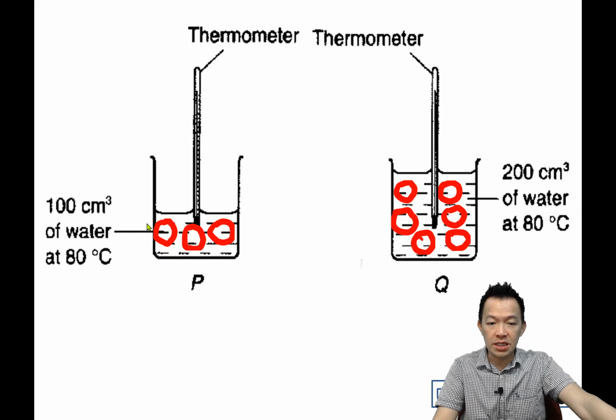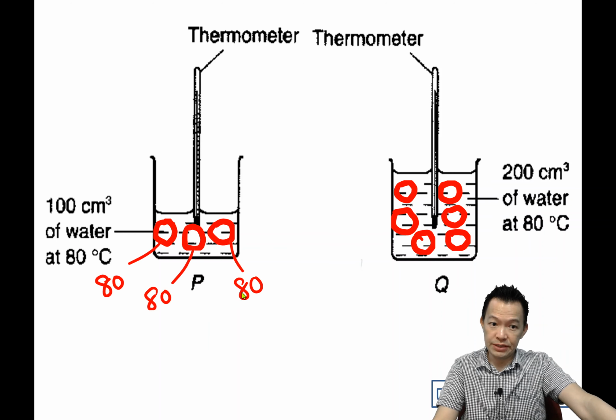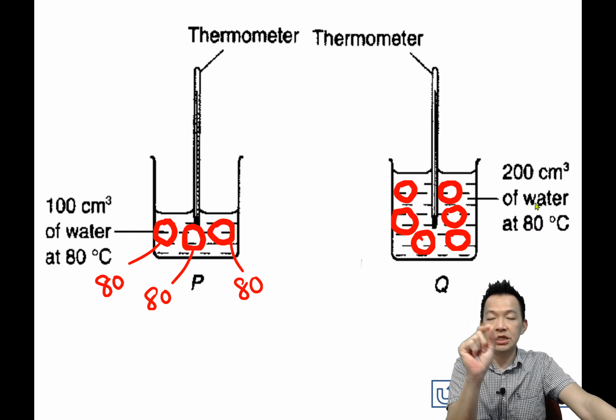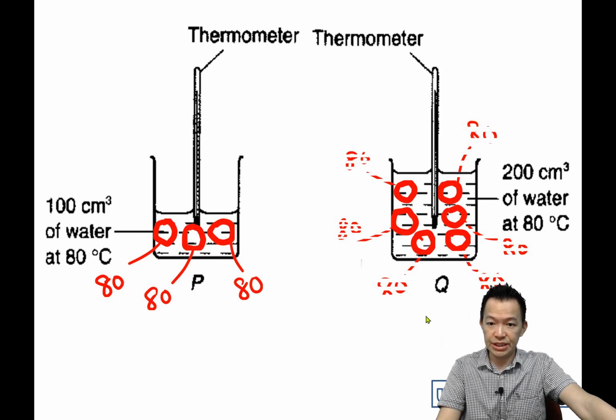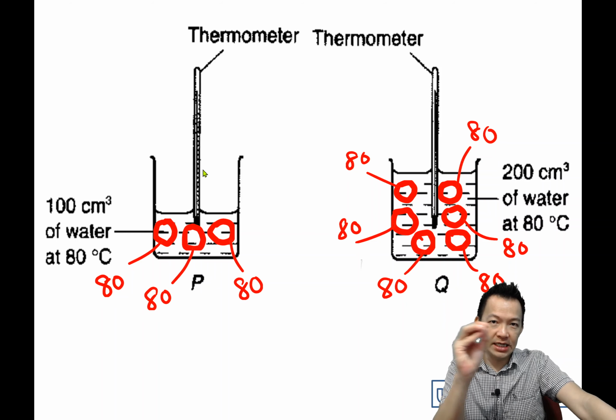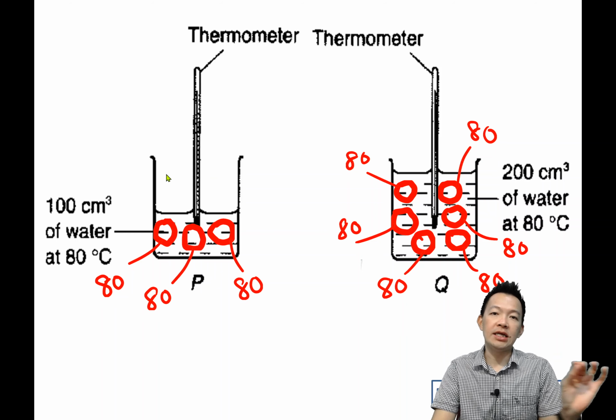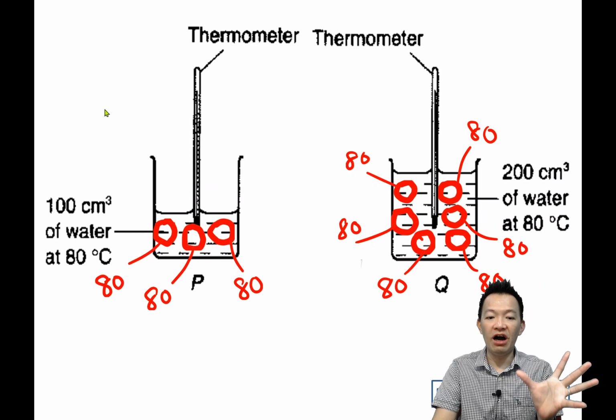Okay, so the temperature is 80. That means 平均每一粒 particle 都有80的热能。Okay, so the temperature for the Q is also 80. What is meant by 80? The average energy per particle. 就是平均每一粒 particle 拥有的热能就是80。Okay, and now what is meant by heat energy? 什么叫 heat energy? Heat energy is the total heat energy of the particles.